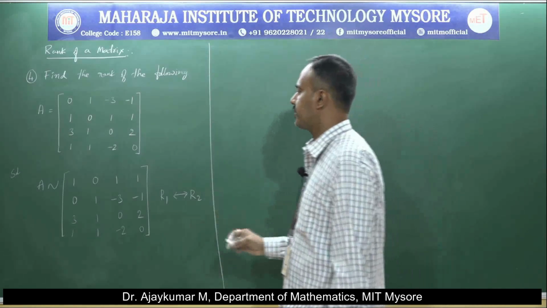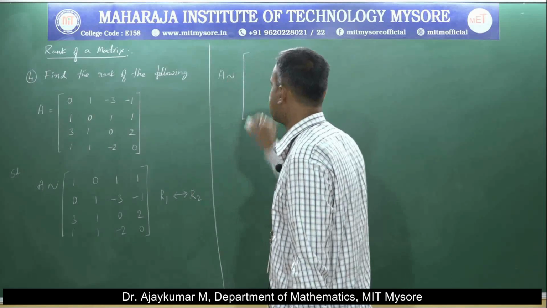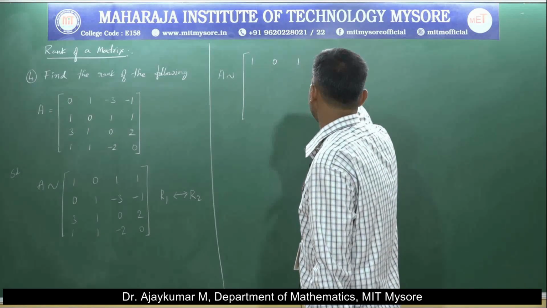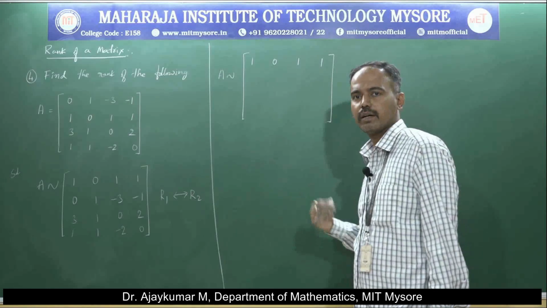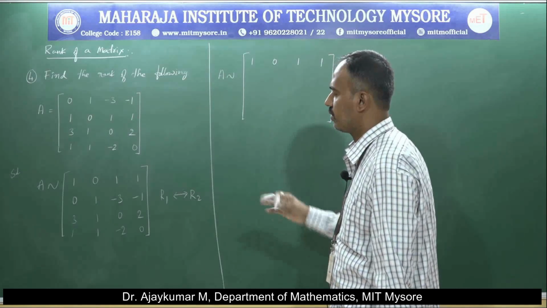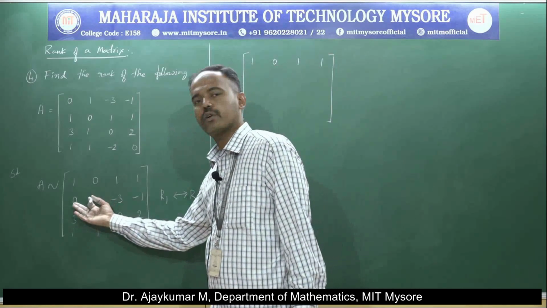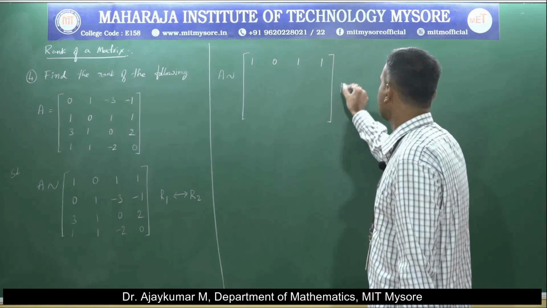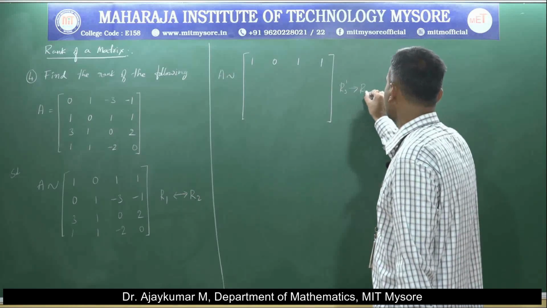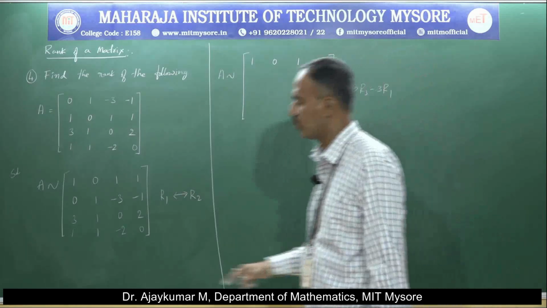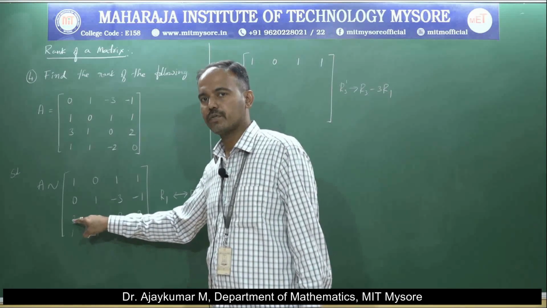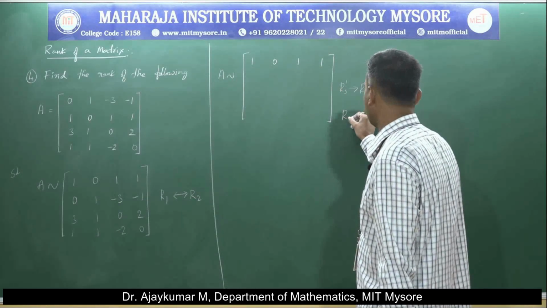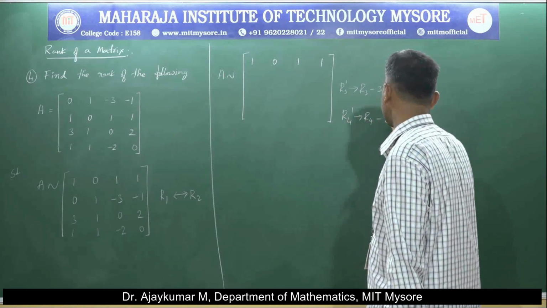Next observation: we can apply the row transformation in such a way that the first row has no changes, same as it is. Now for the second row, the first element is already 0 here, so we need not apply the transformation. Next, R3 dash changes to R3 minus 3 into R1. Row 3 is available here; how do we make the 3 into 0? We apply the transformation. Now the next one, R4 has 1 available, so R4 dash changes to R4 minus R1.